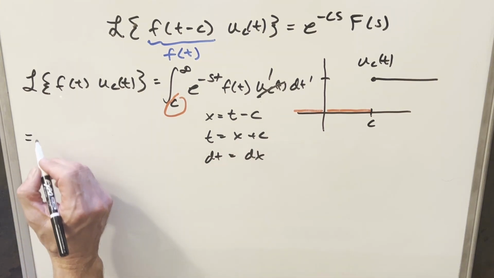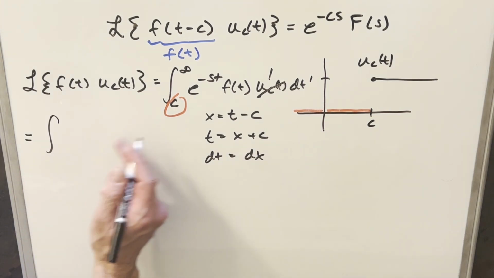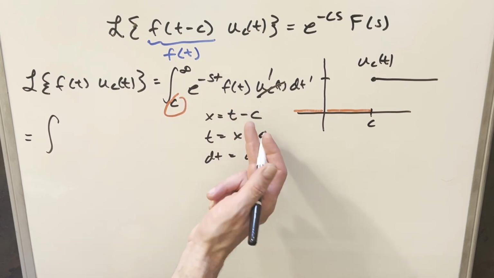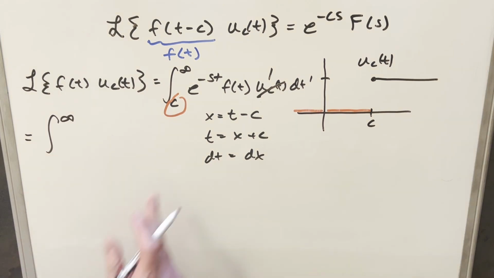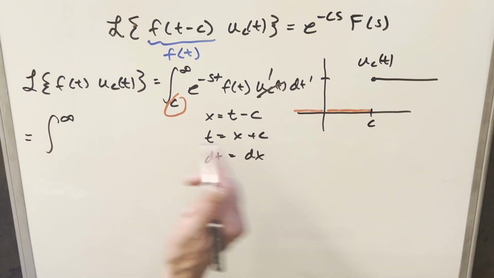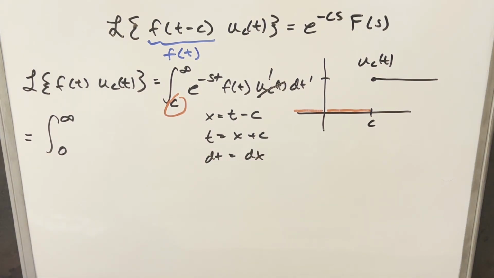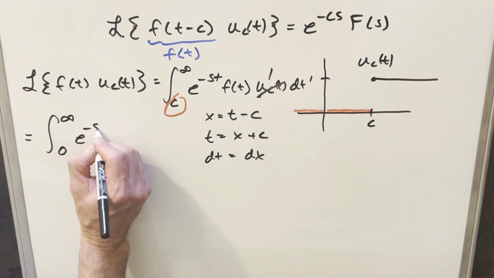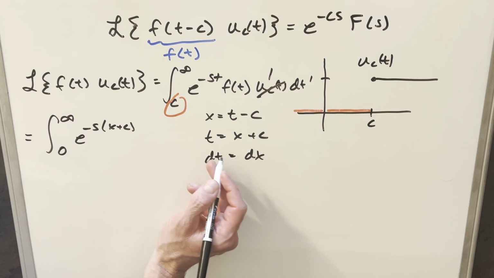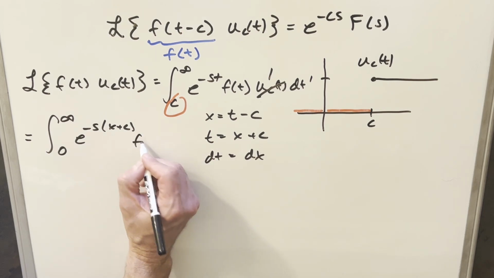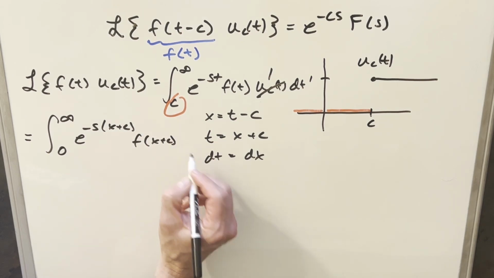So then we'll go ahead and make the substitution. Plugging in infinity for t, infinity minus c is still going to give me infinity. Then plugging c in here, c minus c, is 0 for the lower bound. So then for e to the minus s, we'll plug in our t value, which is x plus c. Our f of t is going to become f of x plus c, and then we'll just have a dx here.